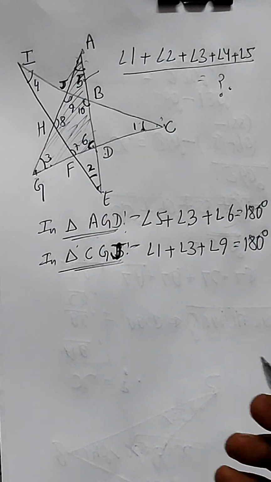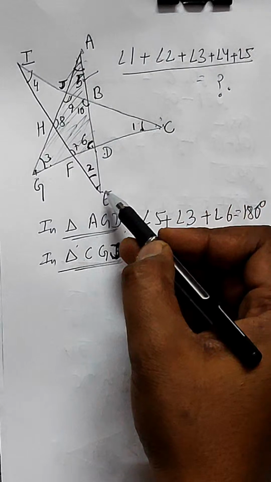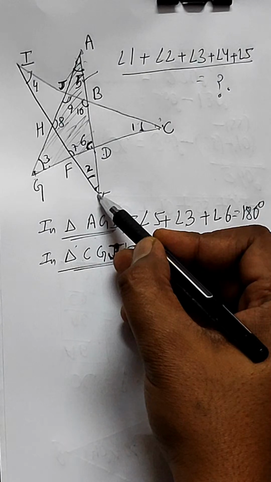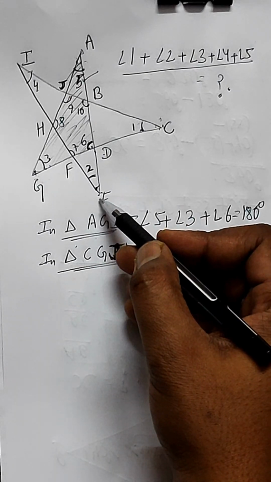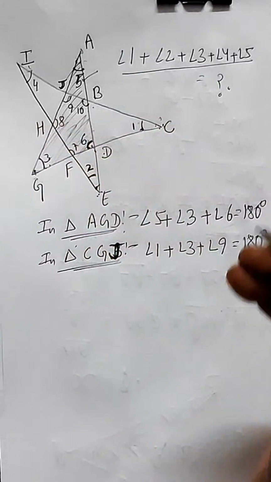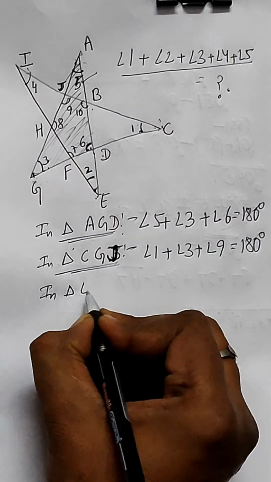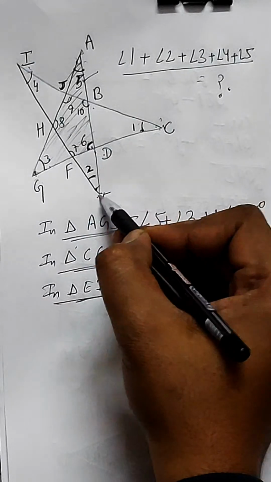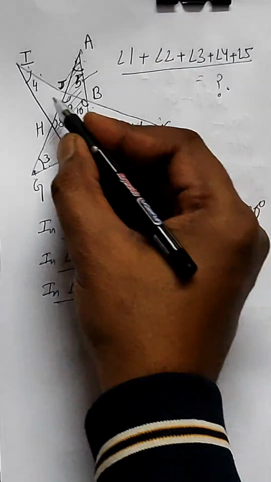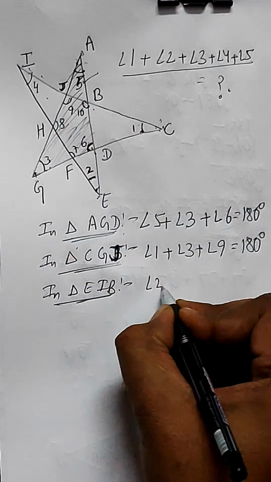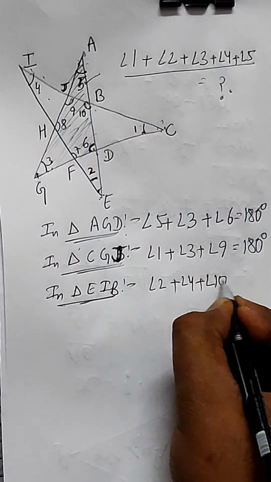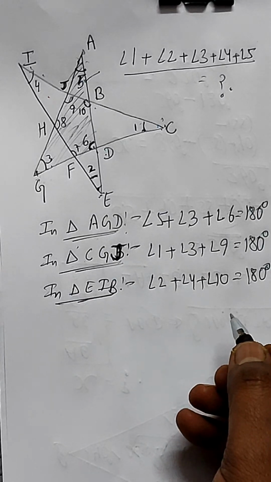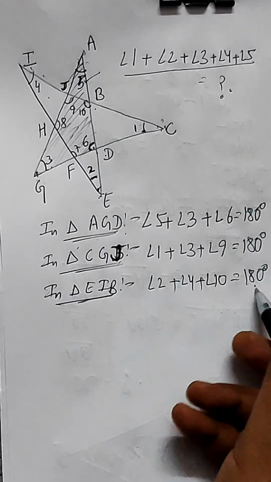Isn't it? Now take another triangle starting from E. So take triangle EIB. In triangle EIB, the sum of angle 2 plus angle 4 plus angle 10 will be coming as 180 degrees. Right? Angle 2 plus 4 plus 10 is coming as 180 degrees.